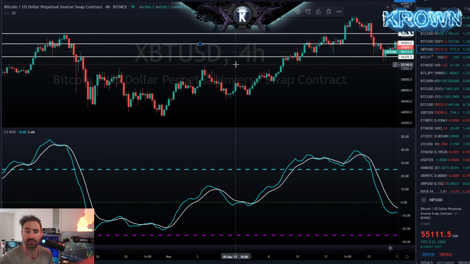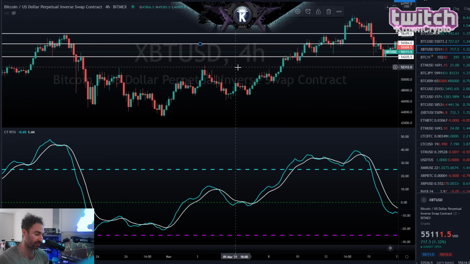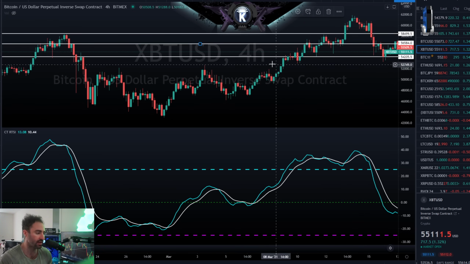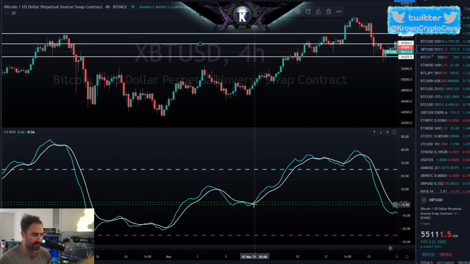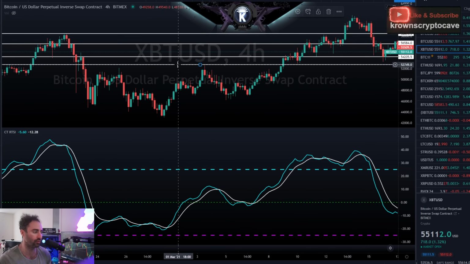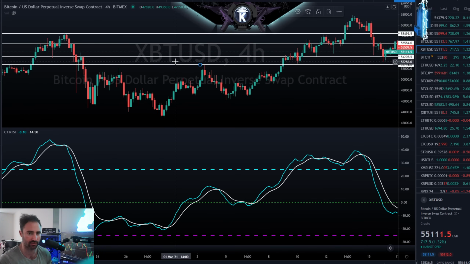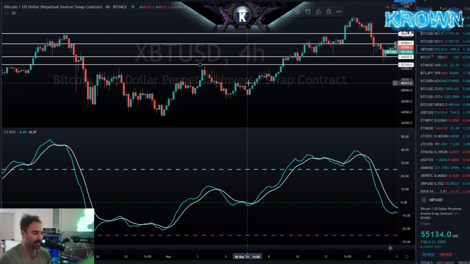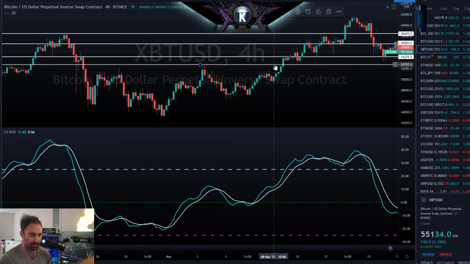Maybe you want to scale out in thirds, maybe you want to scale out in halves, maybe you want to do it all in one go. Whatever you decide for yourself, that is personal preference. But more importantly right here, let's say you enter right here. I even have a target right here, because I like to take profit really, really fast, at least on a third of my position, sometimes even a half of my position. And I would target this area right here.